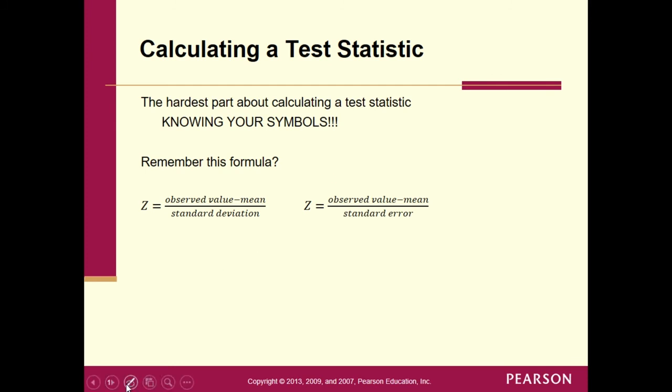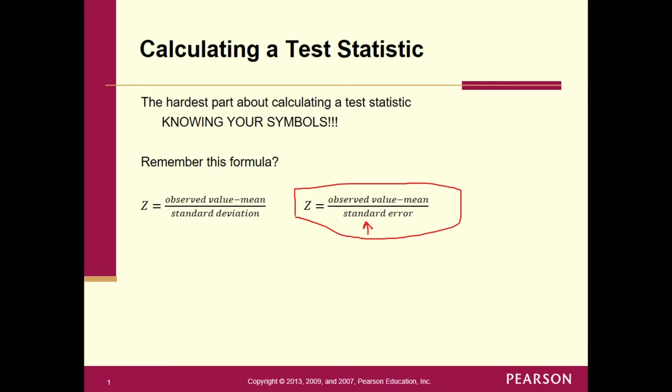We had this formula where we had, oh, I don't have my pen yet. There we go. We had z is equal to the observed value minus the mean divided by a standard deviation. Well, we've been replacing standard deviation with standard error. So you could think of this also as a z-score, okay, and putting the standard error in there, all right?